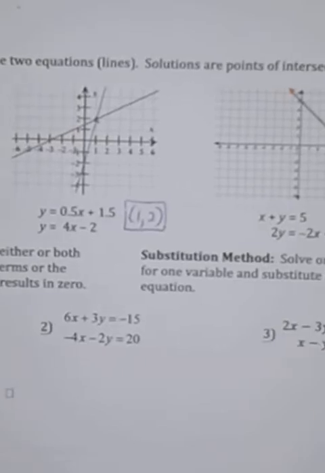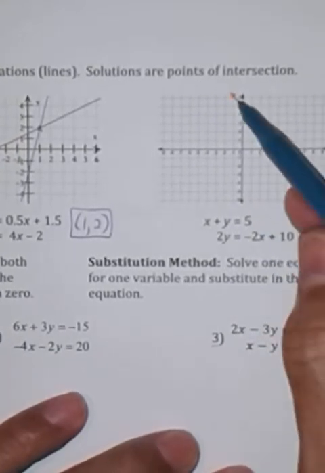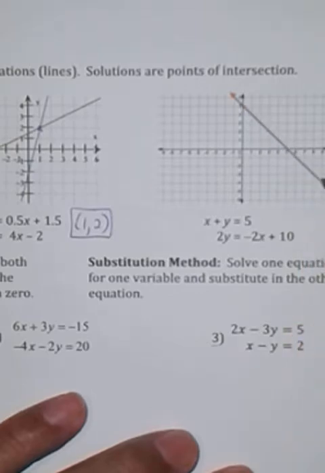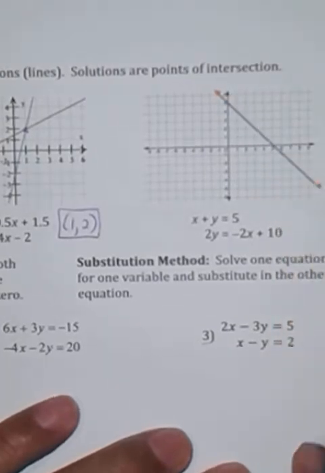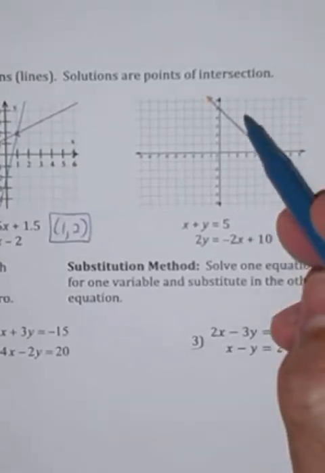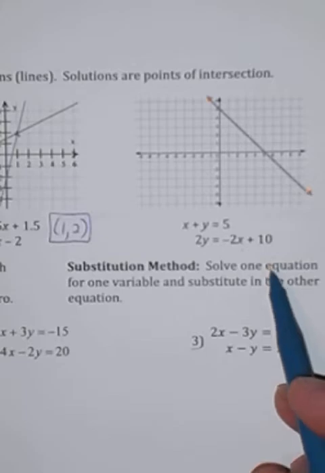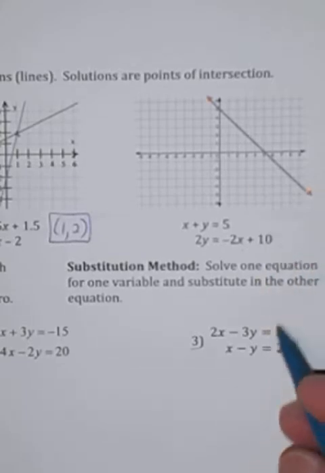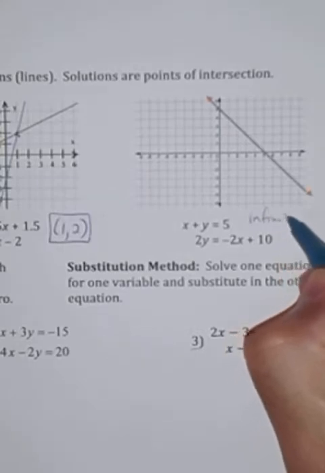And then finally, it's possible that the 2 lines both result in the same graph. That means one of your lines overlaps the other one, lying on top of the other one, and so they intersect at every point. Well, how do we say all those solutions? There are infinitely many, so we answer infinitely many solutions.